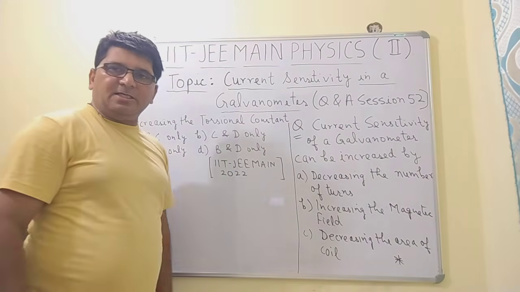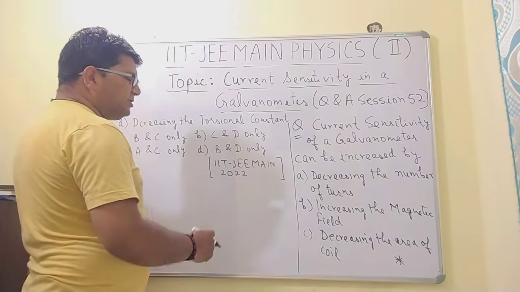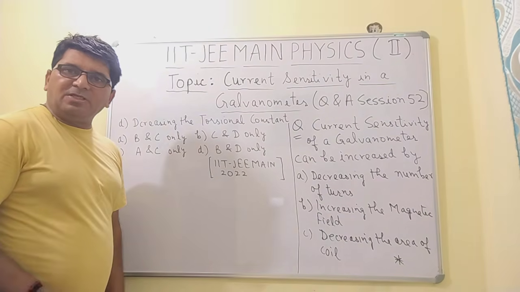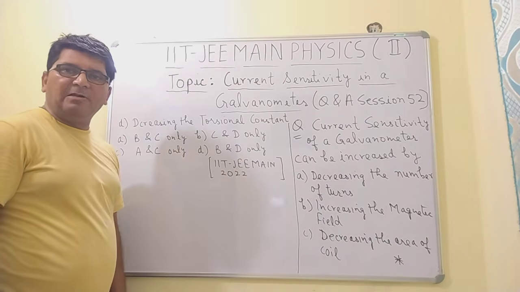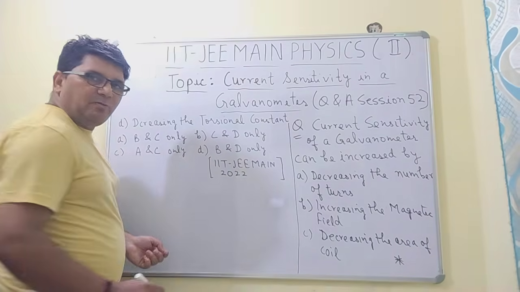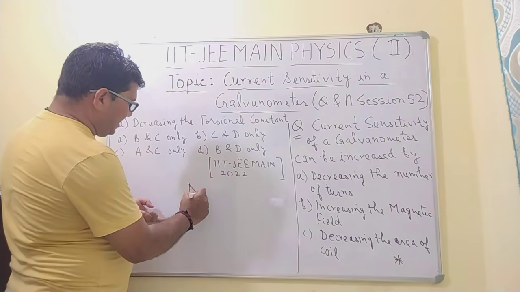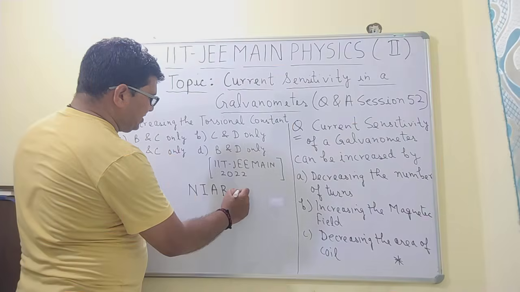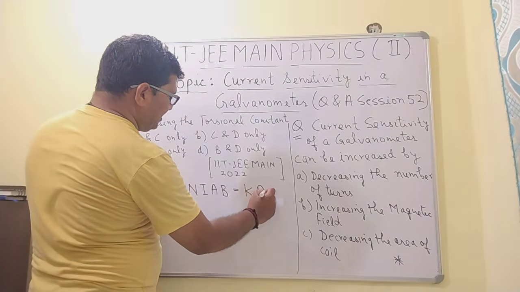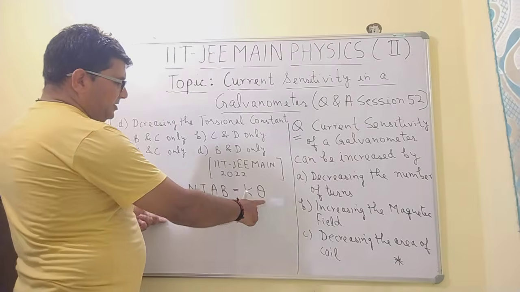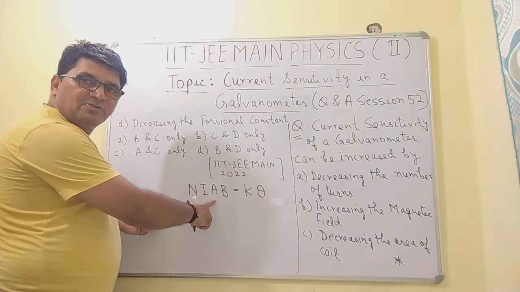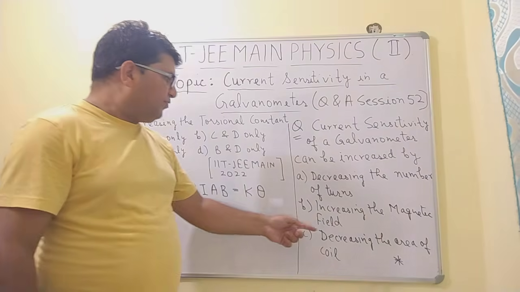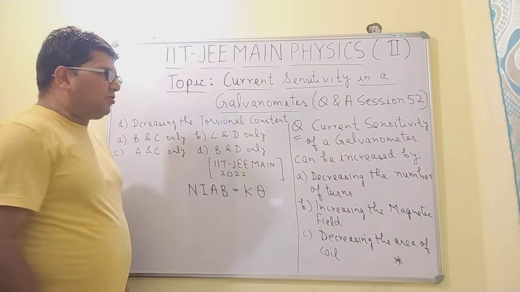Now, when we pass current through a galvanometer, the needle gets deflected, which gives us the measure of the current flowing through it. In the equilibrium state, the deflecting torque, that is NIAB, is equal to the restoring torque, which is equal to K theta. Here K is the torsional constant, theta is the deflection, B is the magnetic field, A is the area of the coil, I is the current flowing through the galvanometer, and N is the number of turns in the coil.